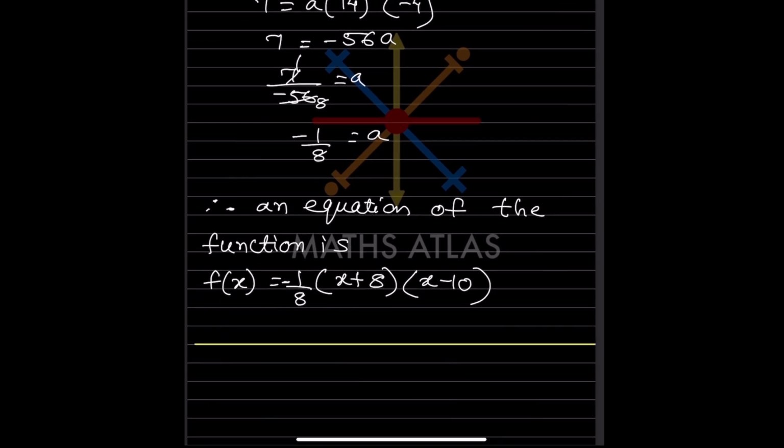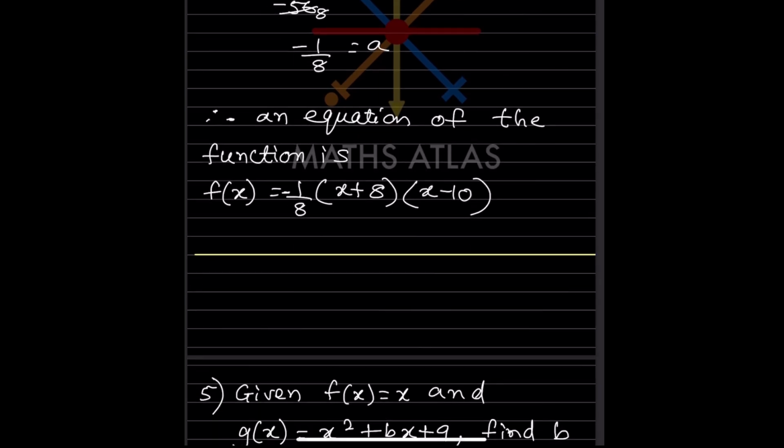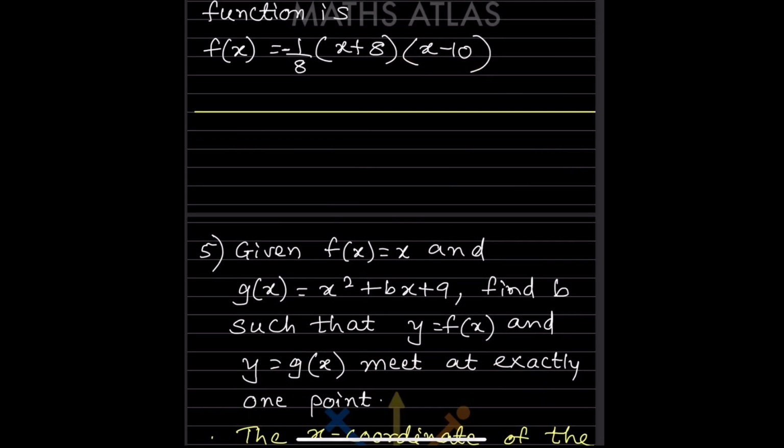That is 1 by 8 minus 1 by 8, you got it here. So f of x is minus 1 by 8. You are going to put in this one, and that is x plus 8 and x minus 10.